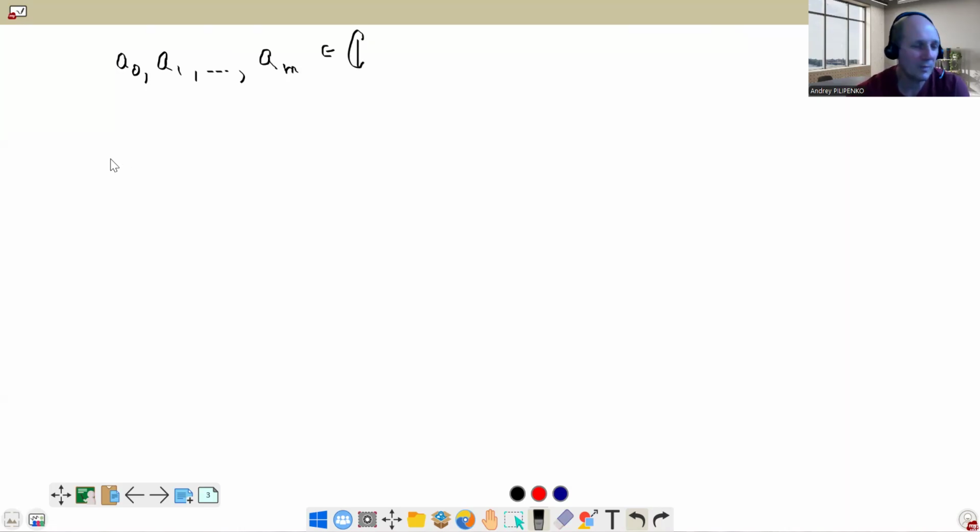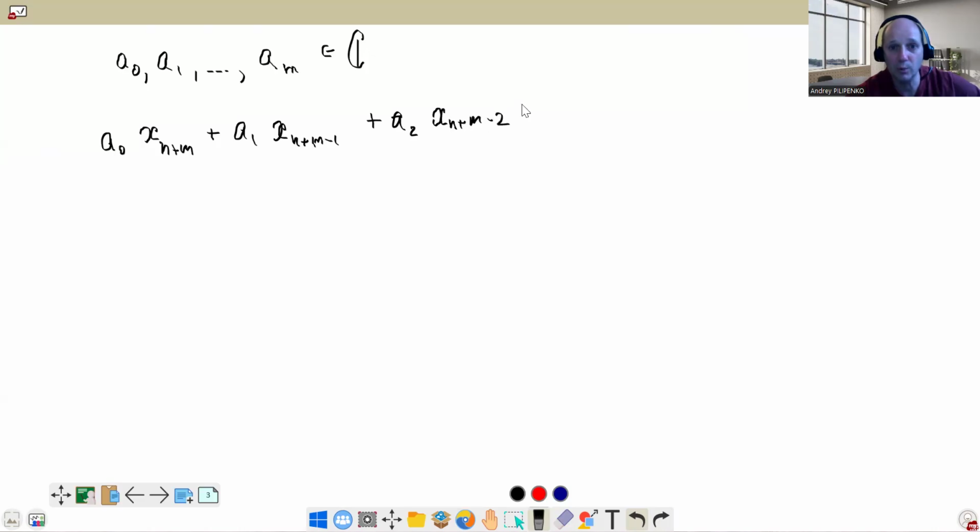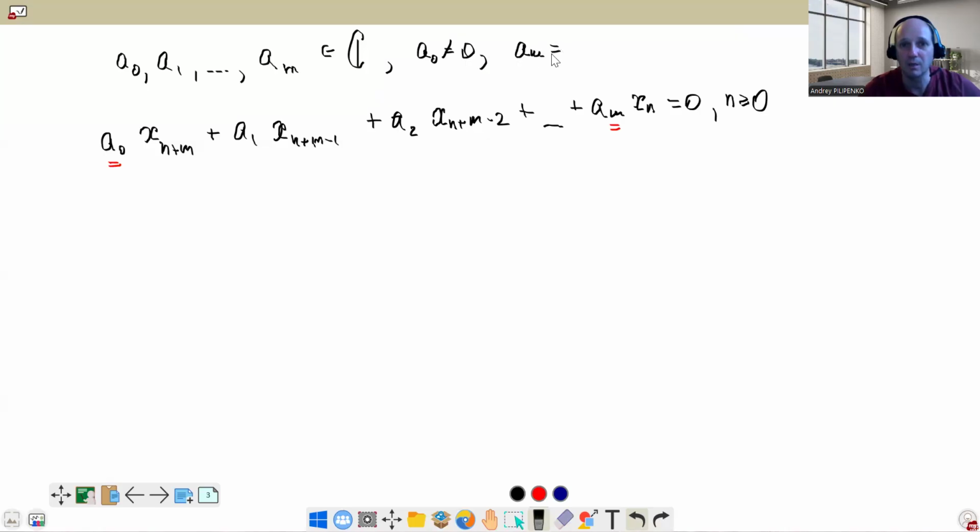And I wish to find the general solution to the following equation: a0 x_{n+m} + a1 x_{n+m-1} + a2 x_{n+m-2} + and so on + am x_n = 0, for n greater than or equal to 0. I will assume that the first and the last coefficients are not zeros. And I will call this system a recurrent equation of order m. So I will always assume that a0 is not 0 and am is not 0.